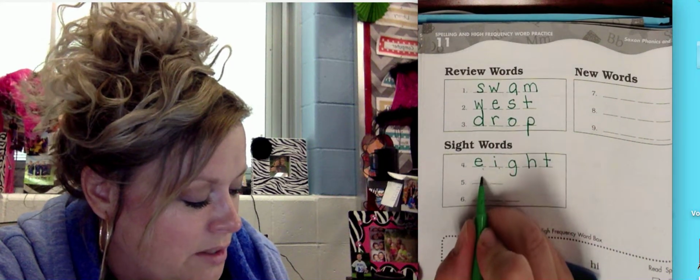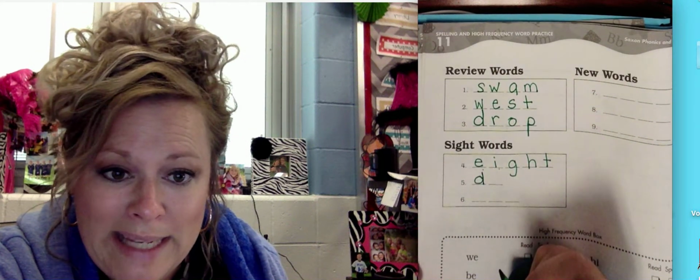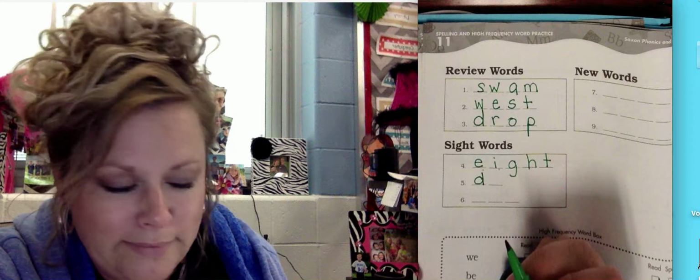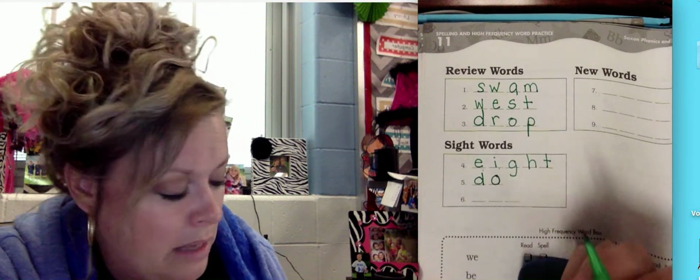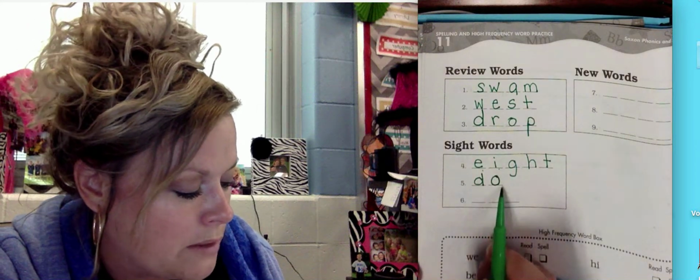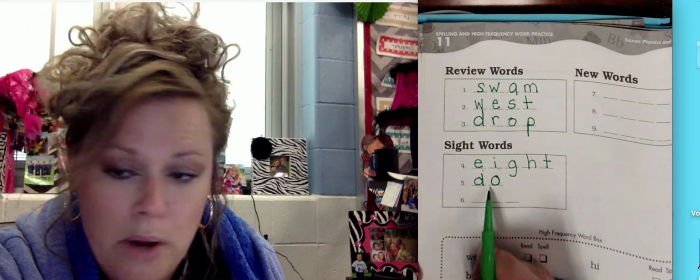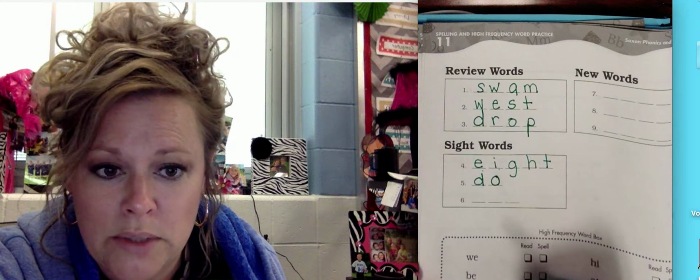All right, I hear the D in do, and it is represented by a D, but then it's just an O. Now, usually the oo sound is O-O, but this sight word, that part breaks the rule. That's an unfair part of the word. It's just an O, D-O.